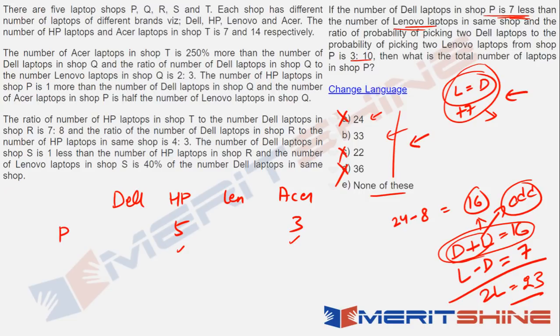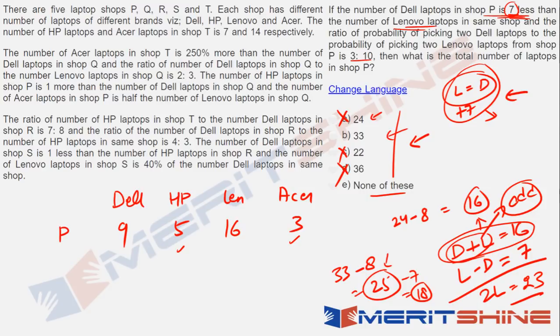33 minus 8 for HP and Acer is going to give you 25. Then from 25 you subtract this 7. So 25 minus 7 gives you 18. So 18 by 2 is the number that you assign to Dell. So this is Dell, and what is left? 9 plus 7 is 16. So 16 plus 9, 25, it's satisfying. This is how you assign the numbers: 9, 5, 16 and 3.